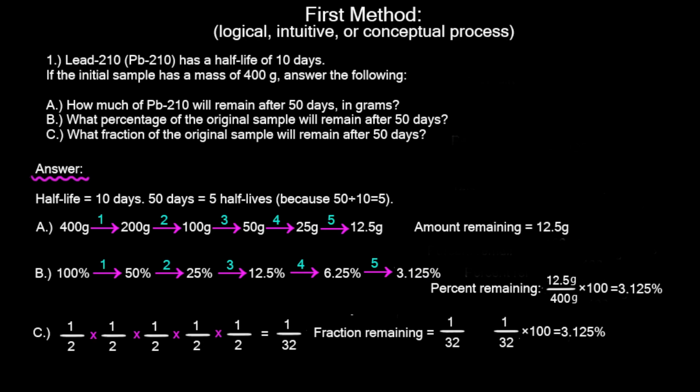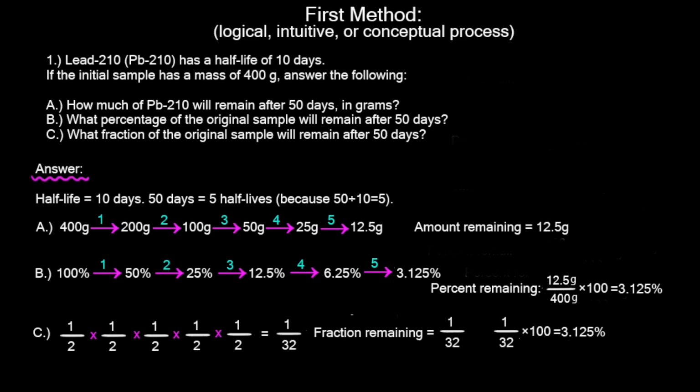And after the fourth half-life, which is 40 days, 12.5% becomes 6.25%. And finally, after the fifth half-life, or 50 days, 6.25% becomes 3.125%. So after 5 half-lives, only 3.125% of the original substance remains.